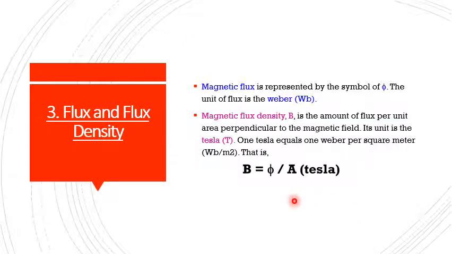Now we look at flux and flux density. Magnetic flux is represented by the symbol phi, and the unit is the Weber, Wb. Magnetic flux density is the amount of flux per unit area perpendicular to the magnetic field. Its unit is the Tesla, T. 1 Tesla equals 1 Weber per square meter. So B, the flux density, equals phi, the flux, over A, the area, and the unit is Tesla.